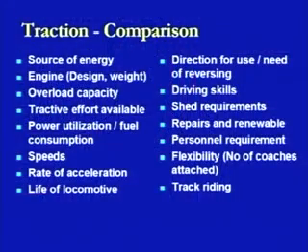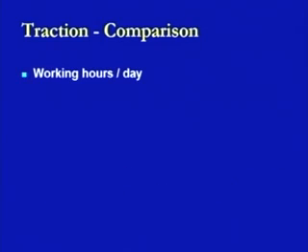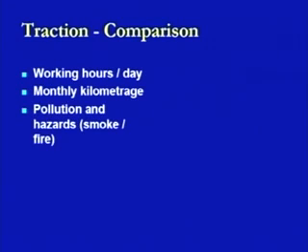The track riding in both the cases is quite smooth and safe. Cost is a little higher in the case of the electric locomotives as compared to the diesel locomotive, something around 20 to 25% more. The working hours per day are around 20 or 21 hours per day, and that's more or less common in both the cases. The monthly kilometers are also more or less similar. It varies from 9,000 to 10,000 kilometers in a month for which they can be used.